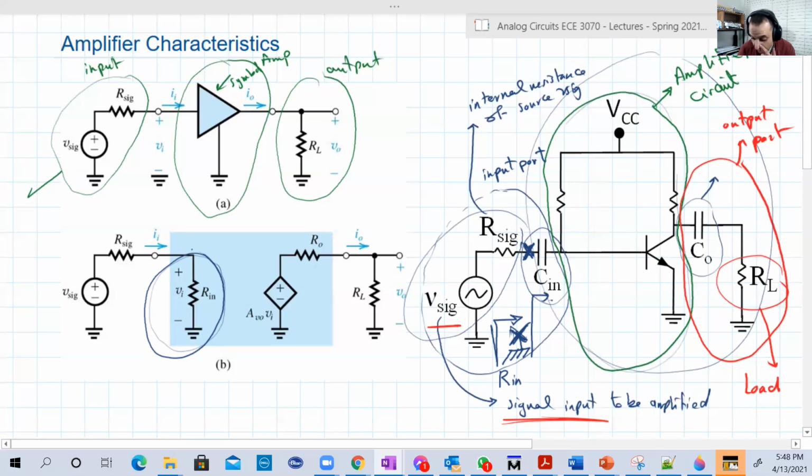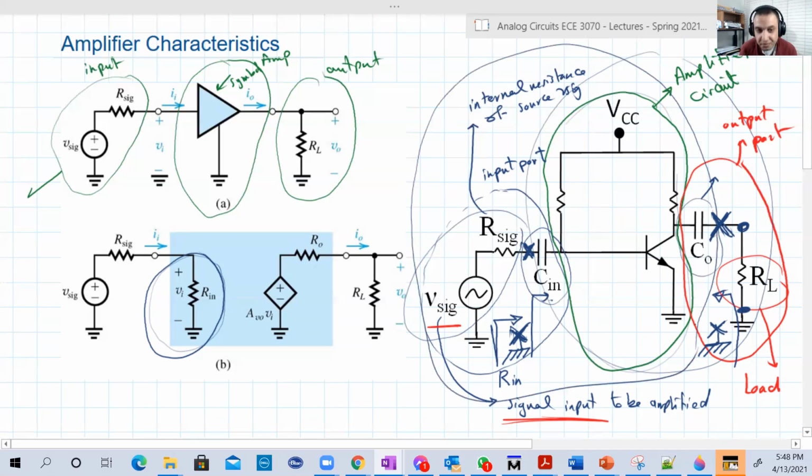Now, what if I look between the 2 terminals of the output? Basically this point and this point, which is the ground. So I can reduce all that circuit into V Thevenin and R Thevenin. But this time we have an AC source. Again, ignore VCC. We are talking about AC right now.